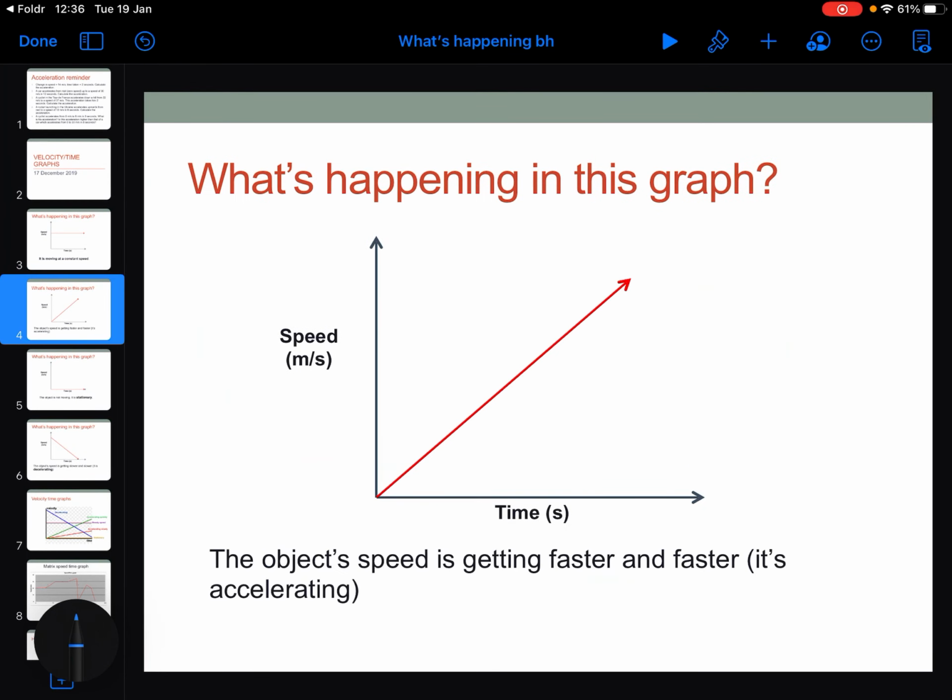Right, the next one. Here, you've got something that is getting faster and faster and faster. And I can tell that because the speed is going up. So we say it is accelerating. When you get a diagonal line on the graph, it is accelerating because the speed is increasing.